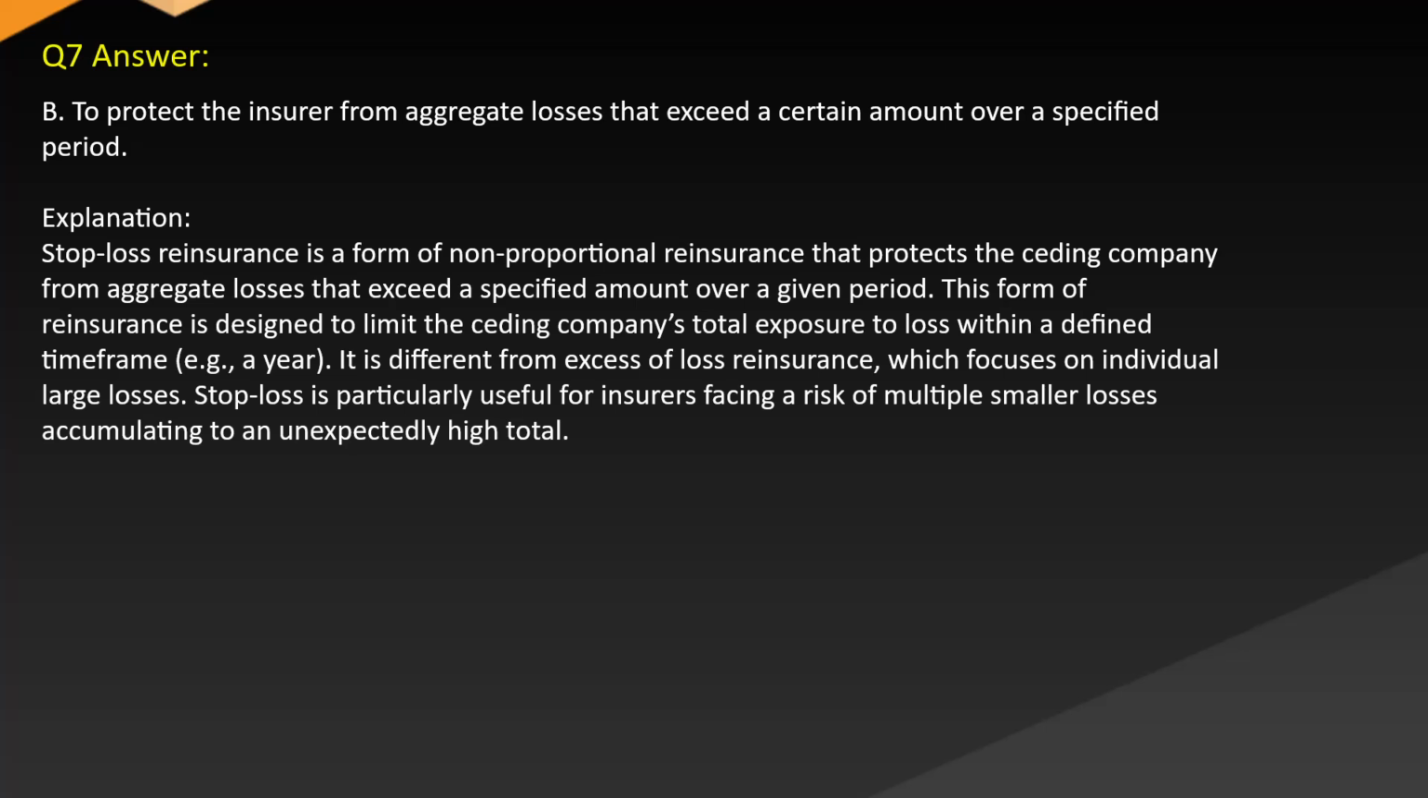Answer: B. To protect the insurer from aggregate losses that exceed a certain amount over a specified period. Explanation: stop-loss reinsurance is a form of non-proportional reinsurance that protects the ceding company from aggregate losses that exceed a specified amount over a given period. This form of reinsurance is designed to limit the ceding company's total exposure to loss within a defined timeframe, e.g. a year. It is different from excess of loss reinsurance, which focuses on individual large losses. Stop loss is particularly useful for insurers facing the risk of multiple smaller losses accumulating to an unexpectedly high total.